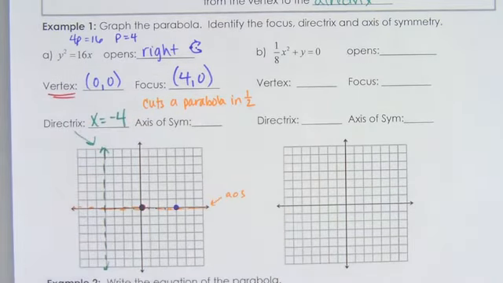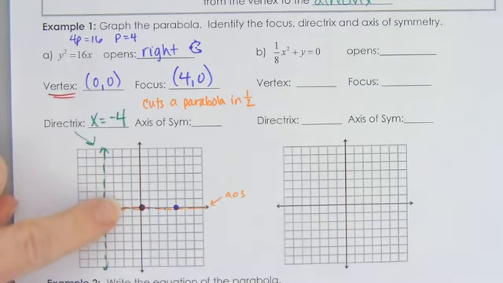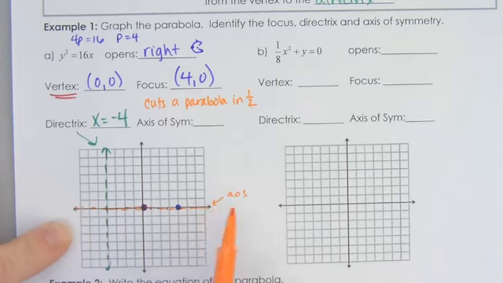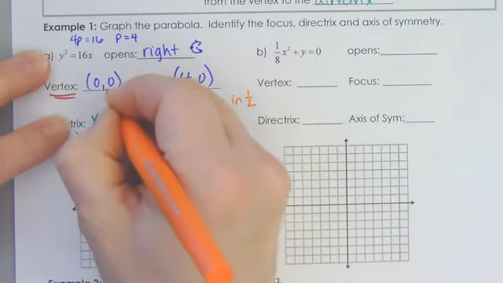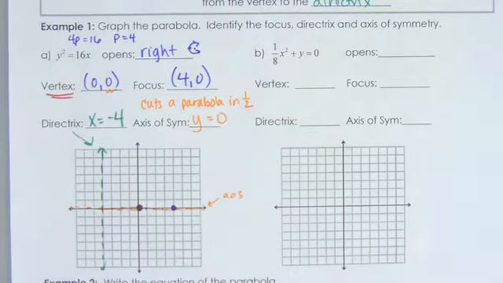Since the axis of symmetry is always going to go through the vertex, that is a y equals line because it goes left and right. It is also one that's y squared. So it's y equals, look at the y value from your vertex at 0. So it's y equals 0.